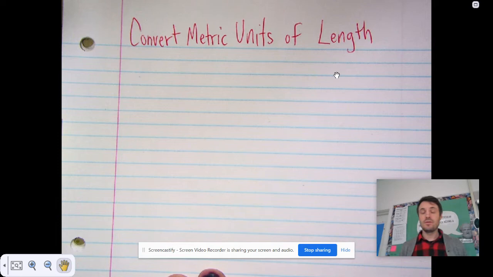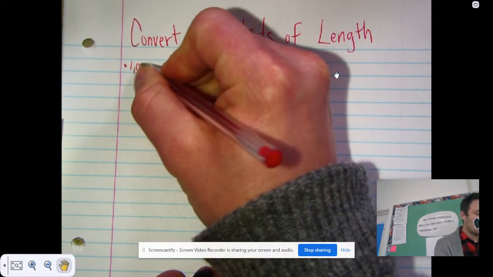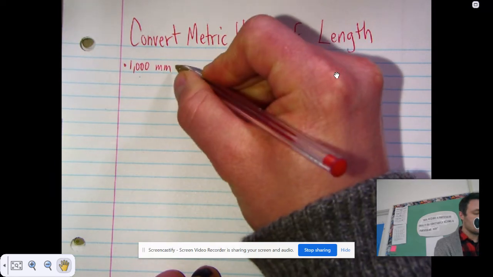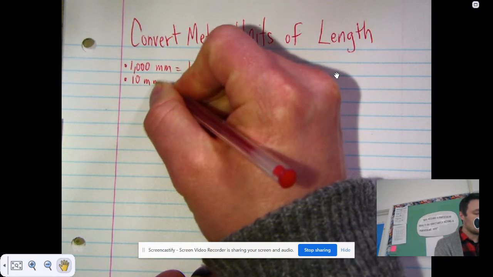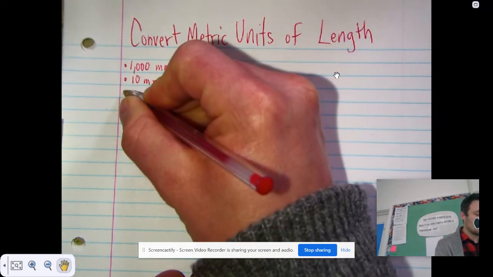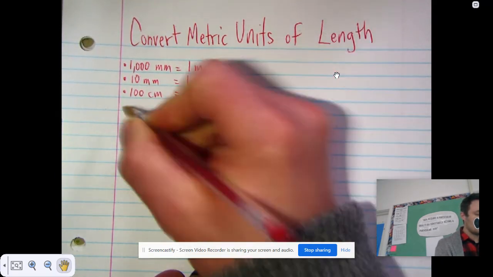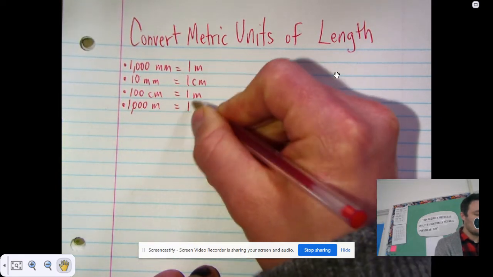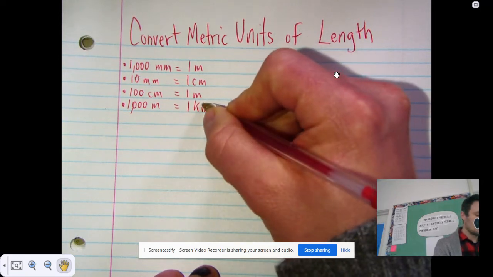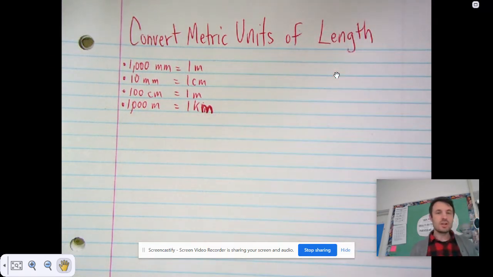Now, there's two things you have to know before you can jump into today's lesson. The first thing you need to know is that there are 1,000 millimeters in 1 meter. There's 10 millimeters in 1 centimeter. There's 100 centimeters in 1 meter. And there's 1,000 meters in 1 kilometer. KM is the abbreviation for kilometer. There. So that's the first thing that you need.